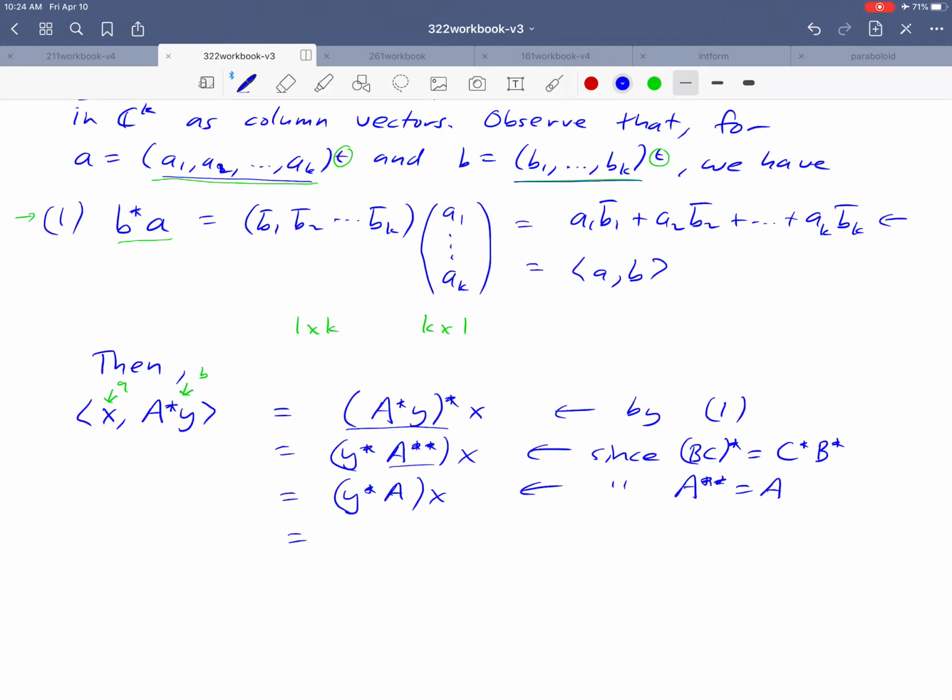We're talking about matrix multiplication here, which is associative, so we can regroup this as follows. And then we make the observation that that last line is really the inner product of Ax with y, again by equation 1. This time, we're using equation 1 with Ax equal to a and y equal to b. You can check that that last equality is true. Notice where we started and where we stopped. Those were the two things that we wanted to show were equal, and so we are done.